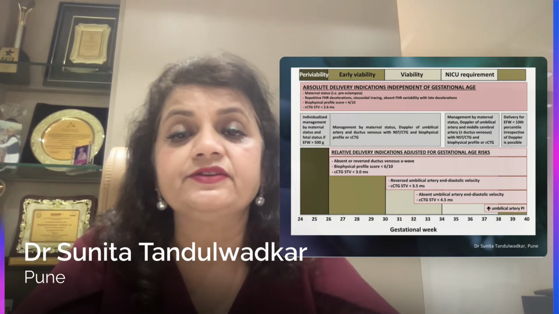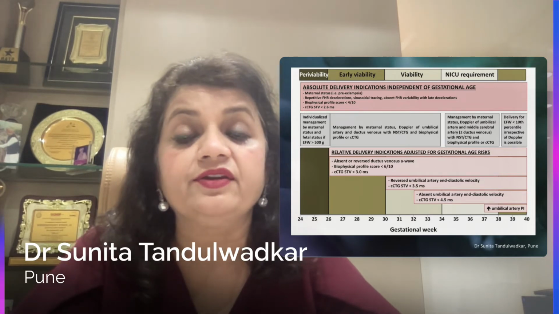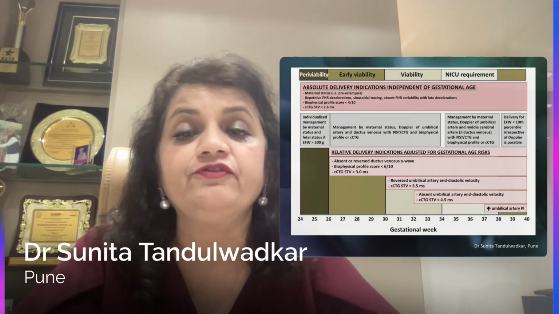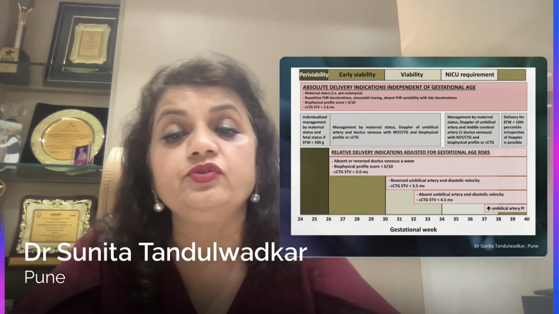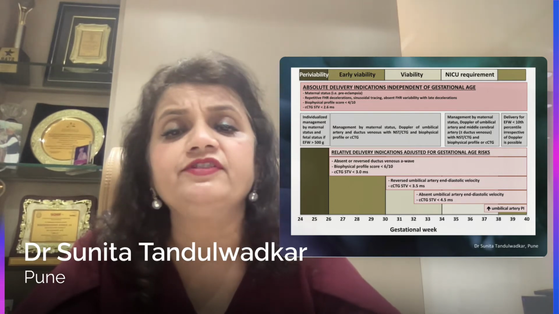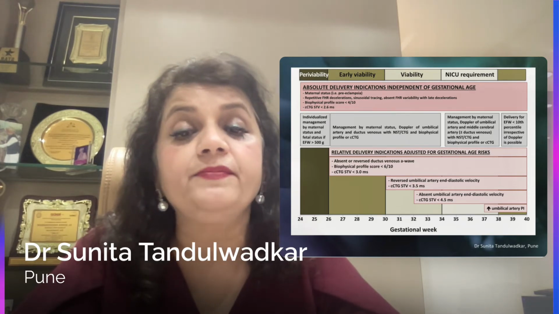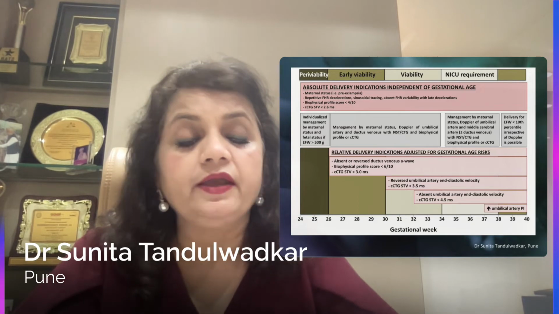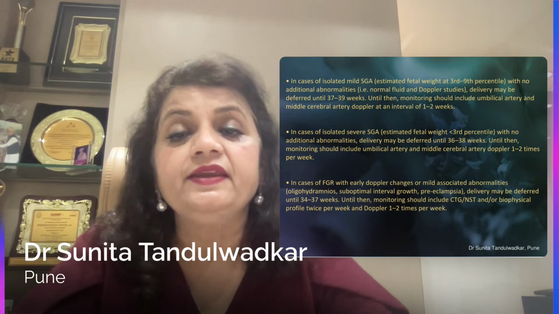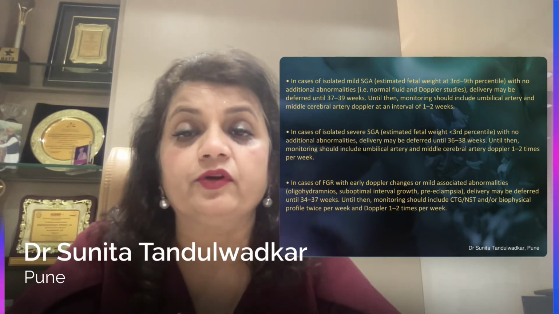You have to make this chart in your mind, but there are certain absolute indications you can read in these slides. With these absolute indications you have no choice. Even if you are in a pre-viable stage, you need to terminate. But there are certain relative indications, where the biophysical profile is around 6 by 10, you may be thinking, waiting, you may be able to continue. So if I talk about it, what we can think about is in case of isolated mild. Now remember 5 important points I'm going to tell you.